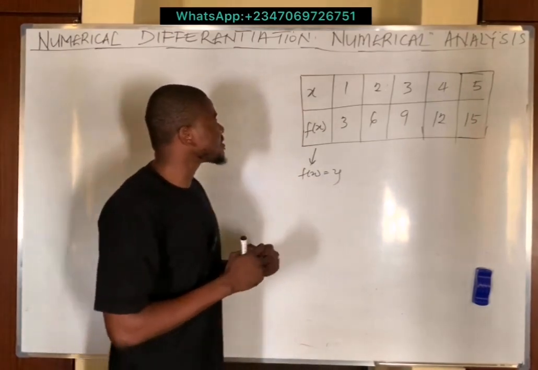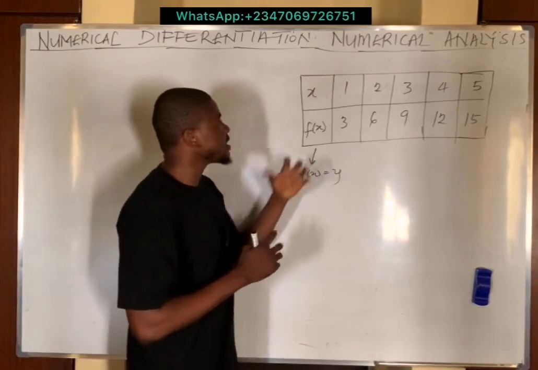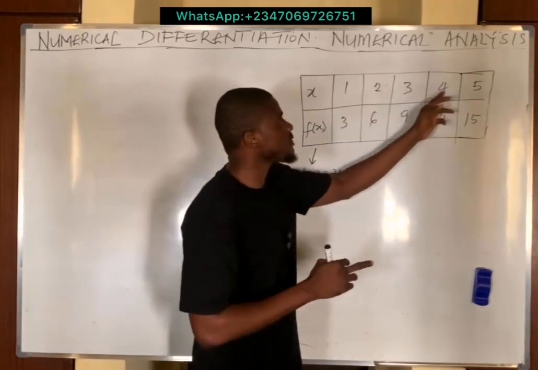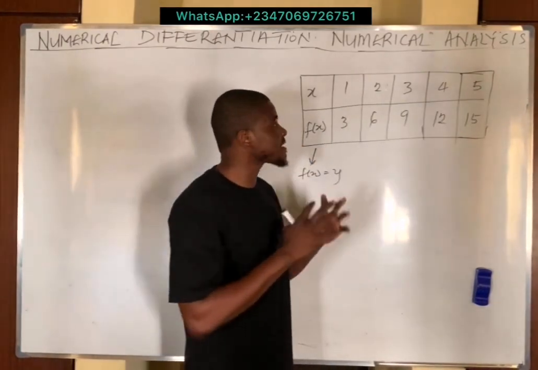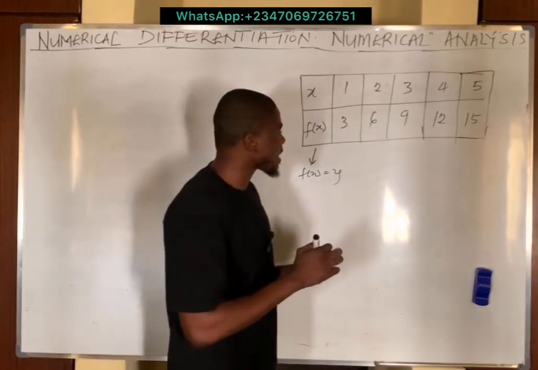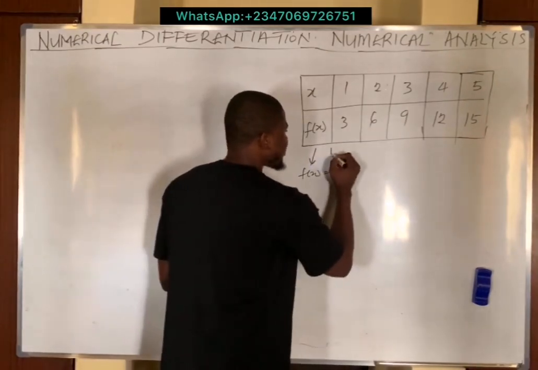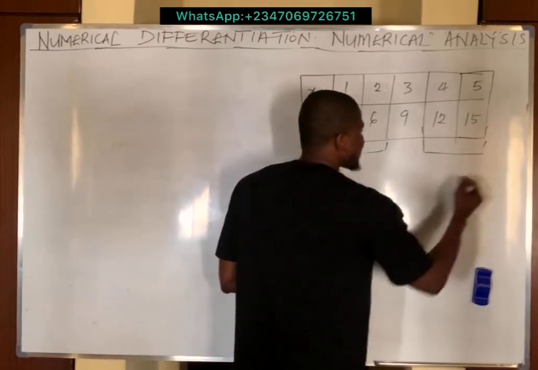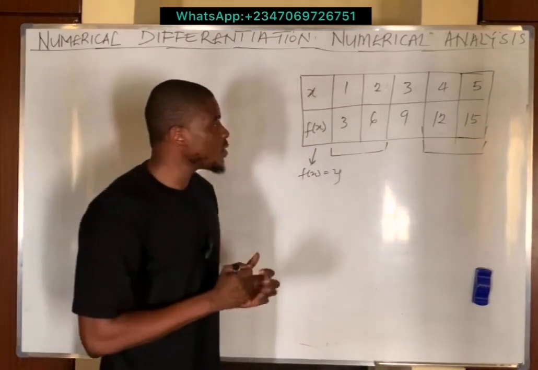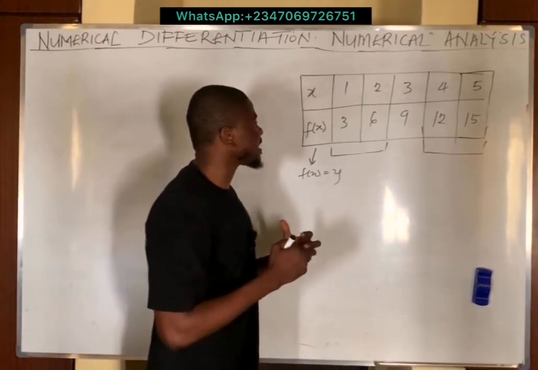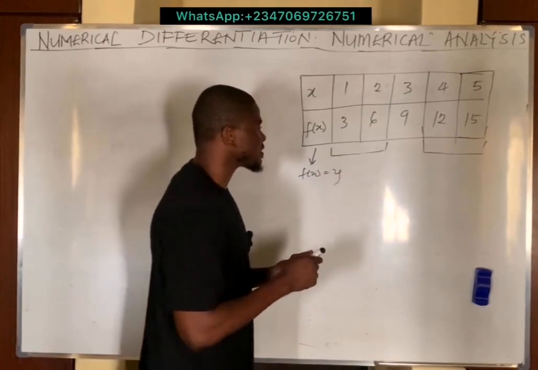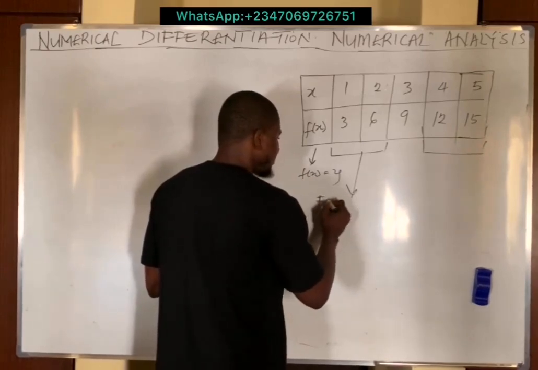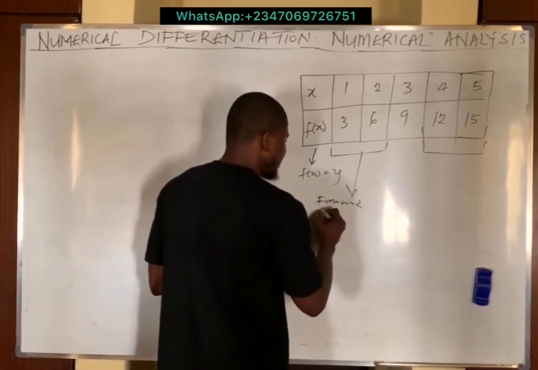If you exclude the part that contains x and y, and consider only the part with real values, which is 1, 2, 3, 4, and 5, this part is categorized into 5 places. So I can bisect this table. I will have the first two, then the last two, and then a central part. Any value of x that lies between the first two is said to be at the forward of the table. So this is called the forward difference table.